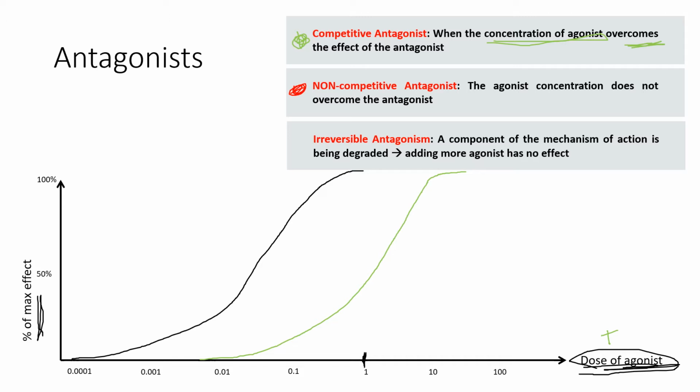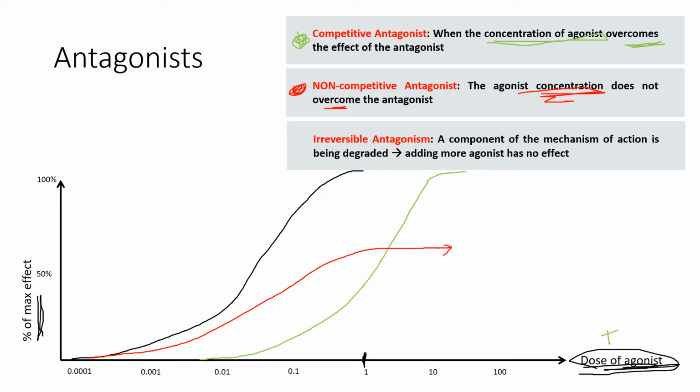However, with the non-competitive antagonist, the agonist concentration does not overcome the antagonist. And so usually what will happen with this is that you will never see 100% of the max effect, because the agonist concentration still is not enough to overcome the effect of the antagonist. And so you might see something like this, where it doesn't matter how much agonist you put, it still is not enough to overcome the presence of a non-competitive antagonist.